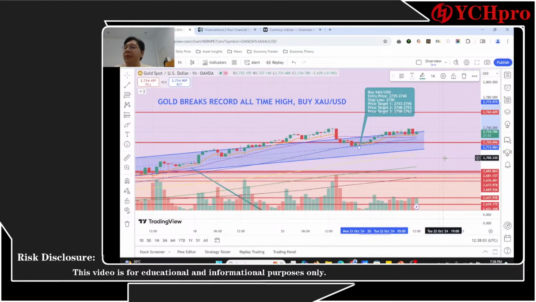So we do know that the US dollar index has been strengthening over the last 3 weeks. Okay, so there's a question from Rahman asking about RSI.